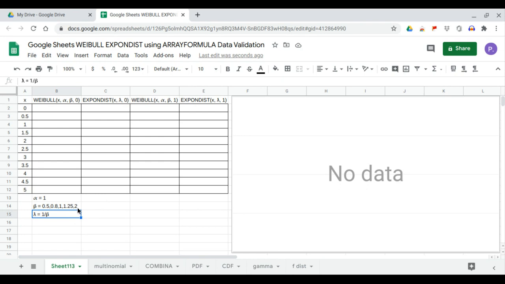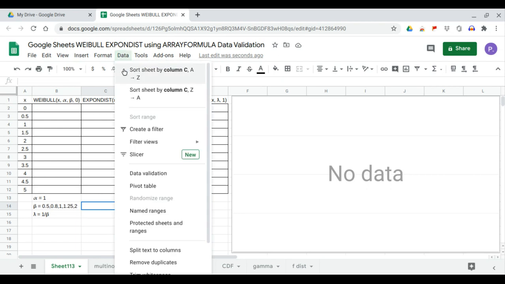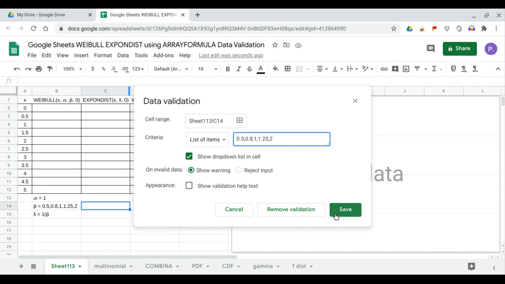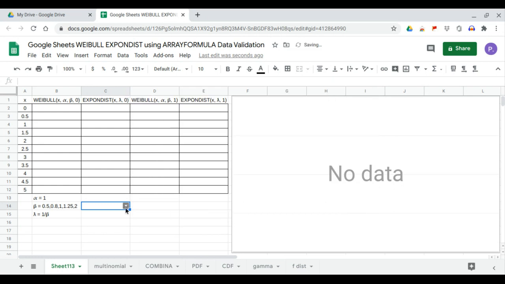In this video, we will generate the dataset of EXPONDIST and Weibull, where our beta ranges over a list of items from data validation: 0.5, 0.8, 1, 1.25, and 2. So here are the values of beta. And our alpha is 1, we just choose 1 for now. And our lambda of the EXPONDIST is equal to 1 over beta.